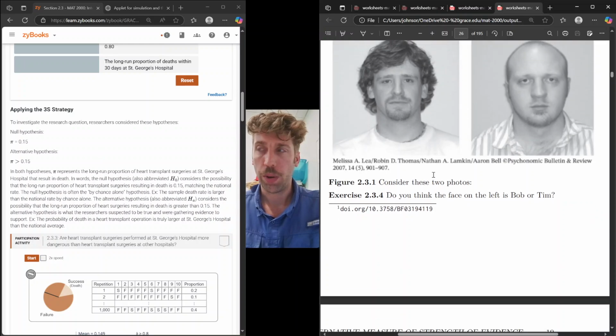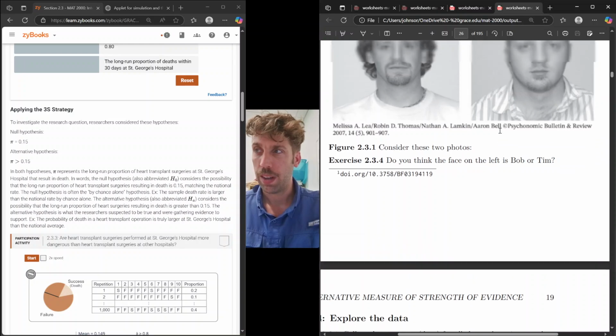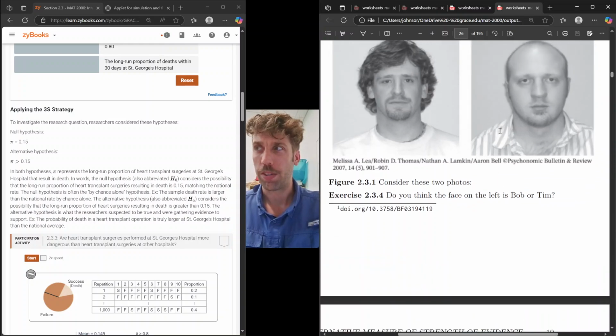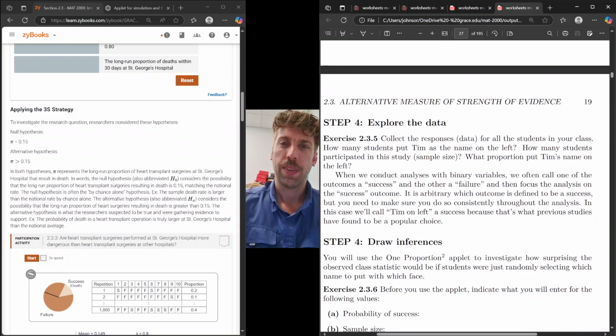Okay. Then there's the two photos. You were already asked this question: if you think the face on the left is Bob or Tim. It's basically the same question as the one you're asked in the activity. So hopefully your answer to number 4 is the same as the one you answered in the activity.